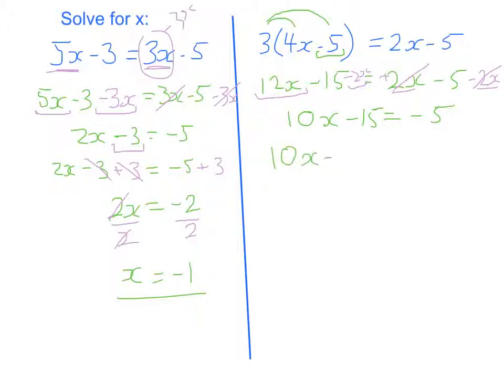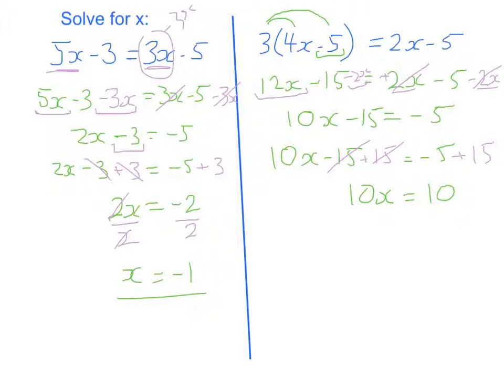10x take 15 plus 15 equals negative 5 plus 15. Those two get rid of each other. Negative 15 plus 15 is 0. Leaves us with 10x on the left hand side equals negative 5 plus 15 is 10 on the right hand side. Well, looks like it's going to be a nice easy one, this.